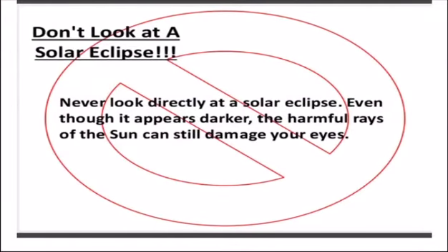Here is the thing: don't look at a solar eclipse. There were some precautions that you have seen in our previous video, and most importantly, never look directly at a solar eclipse. Even though it appears darker, the harmful rays of the sun can still damage your eyes. Girls and guys, our elders always tell us not to look directly when the solar eclipse happens, because it is really dangerous and harmful for our eyes.